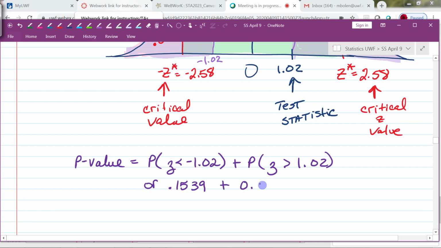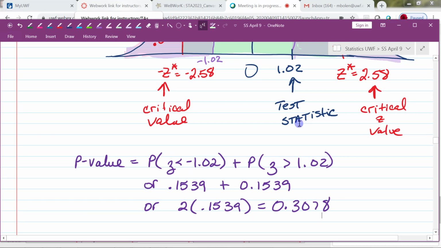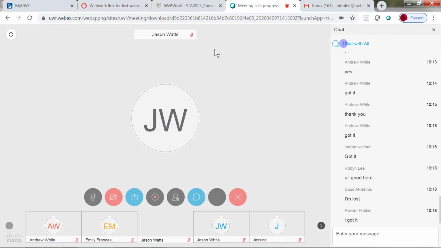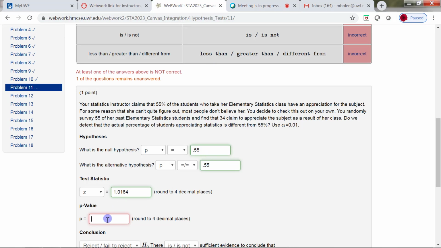Plus 0.1539. Or I can just say it's 2 times 0.1539. Okay? All of those say the exact same thing. I'm putting it in. 0.1539 times 2 is 0.3078. That's huge. Okay? That's very huge. There's not even a remote possibility that that's a difference. So 0.3078.